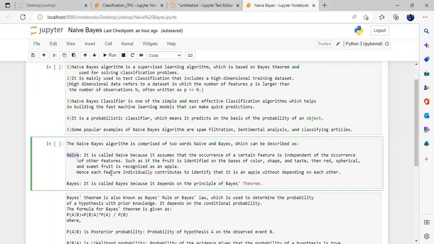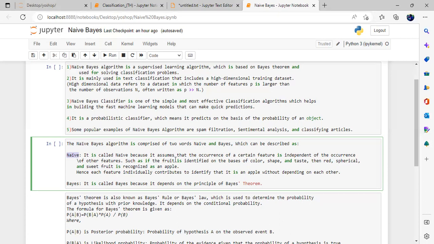Here you will get the explanation of naive and Bayes, such as if a fruit is identified on the basis of color, shape, and taste, then a red, spherical, and sweet fruit is recognized as an apple, right? So this is the perfect definition of why we use naive Bayes as a classification. Hence each feature individually contributes to identify that it is an apple without depending on each other.